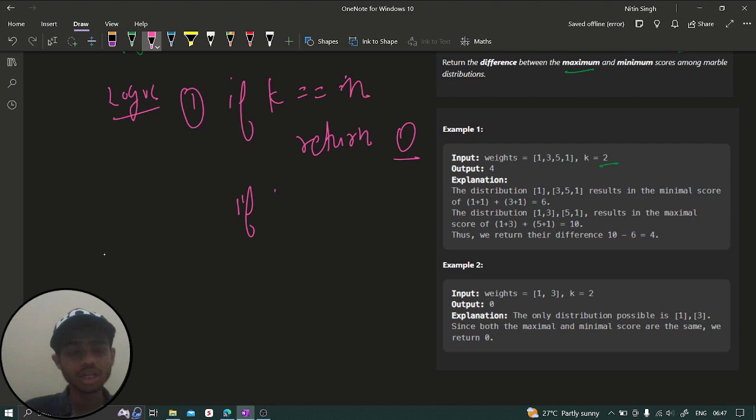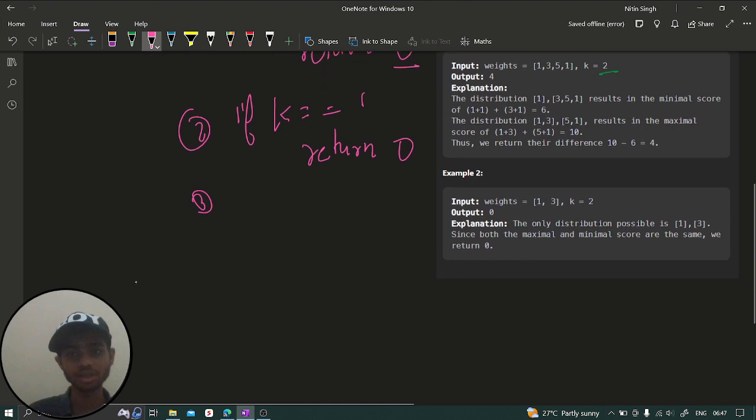Second condition: if k is equal to 1, meaning there is only one bag, then also return 0, because we have to put all the marbles in one bag. The cost, the sum score, is always going to be the same, so return 0. If either of these two conditions holds, we return 0. Now for the third condition, let's see how we can solve it.